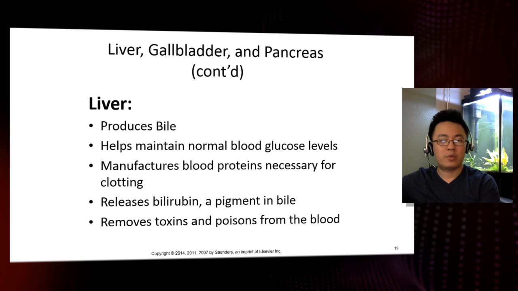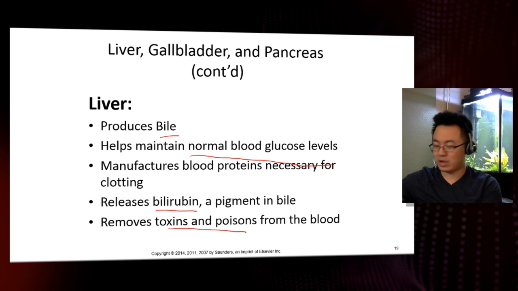Once again, just to review, the liver produces that bile, helps to maintain normal blood glucose levels, and also manufactures blood proteins necessary for clotting, okay? And it releases this pigment molecule known as bilirubin from dead or dying red blood cells. That pigment is known as bilirubin, and of course it removes toxins and poisons from the blood.